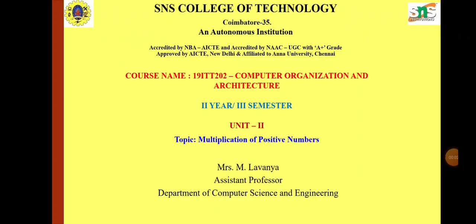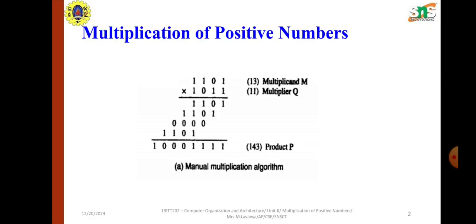Hi everyone. In today's session we are going to see about computer organization and architecture. Today we are going to see about multiplication problems in unit 2. Basically the multiplication is performed on numbers. The numbers are of two categories. Either it is positive.